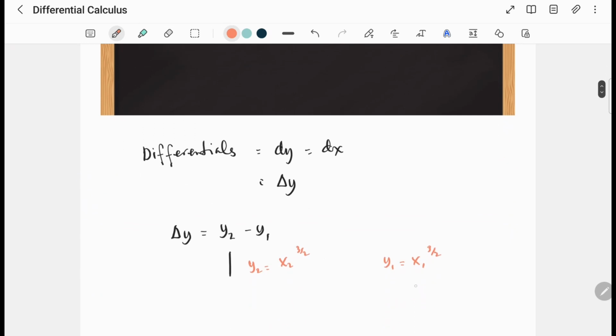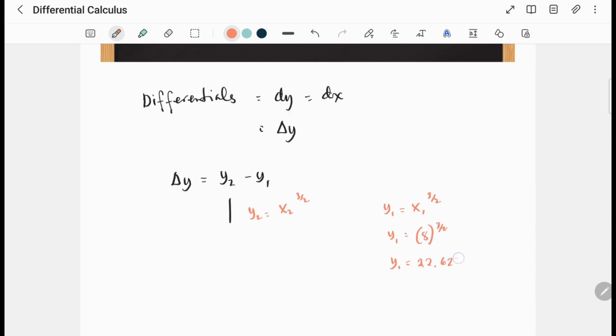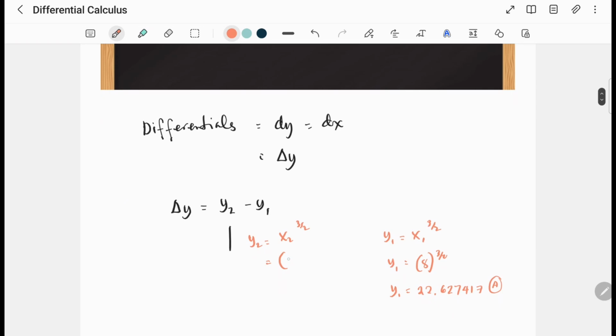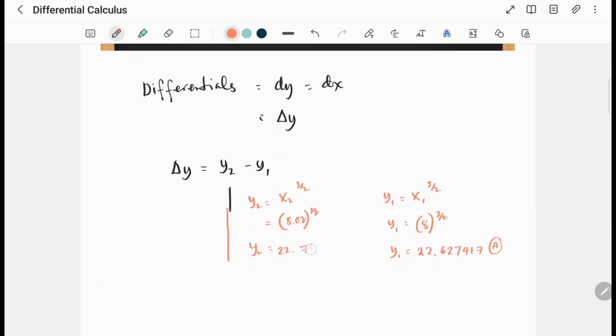Pag sinubstitute natin yung x sub 1 na 8, anong lalabas dito sa y sub 1? Magiging 22.627417. Pakisave lang yan sa inyong calculator, siguro sa A. And then, let us now solve for y2. Para sa y2, isa-substitute natin yung 8.02. Yun yung ating magiging x sub 2. So, 8.02 raised to 3 halves, paki-compute, and y sub 2 is equal to 22.7123228. Paki-save na lang siya siguro sa B sa inyong calculator.